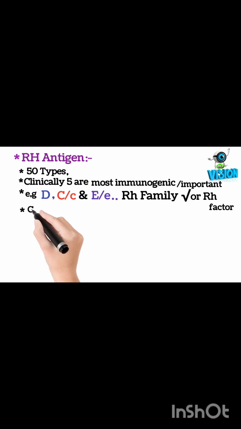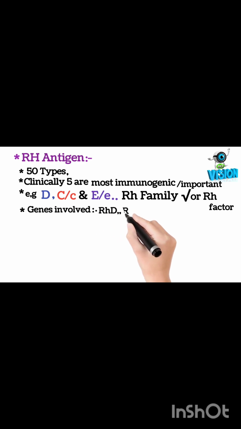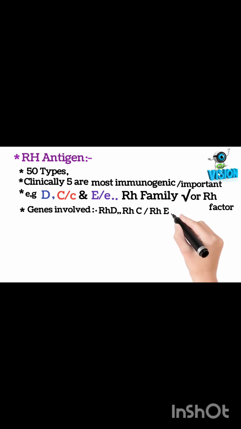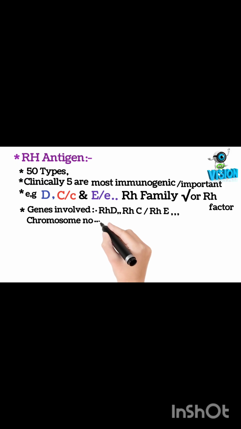These 5 types of Rh antigens are controlled by a number of genes. The genes involved here are RhD, number 1, RhC, and the last one RhE. So these genes are responsible for the expression of Rh antigen. Now these genes are present on chromosome number 1 in human beings.